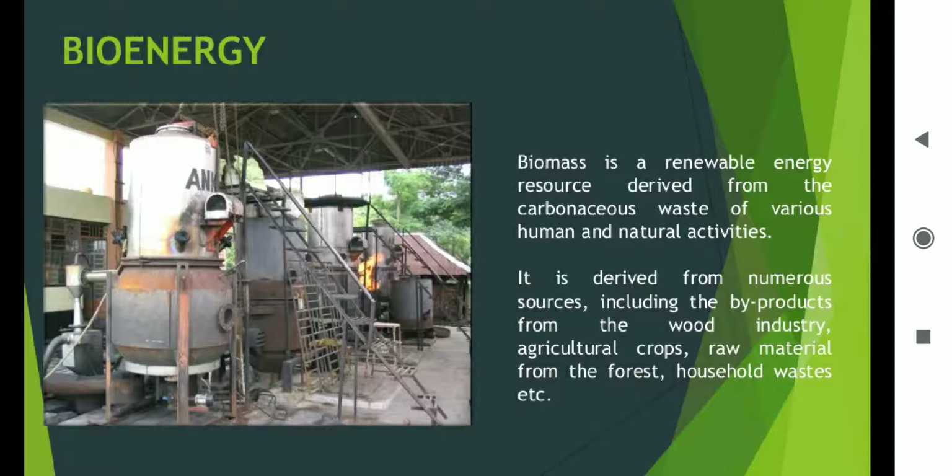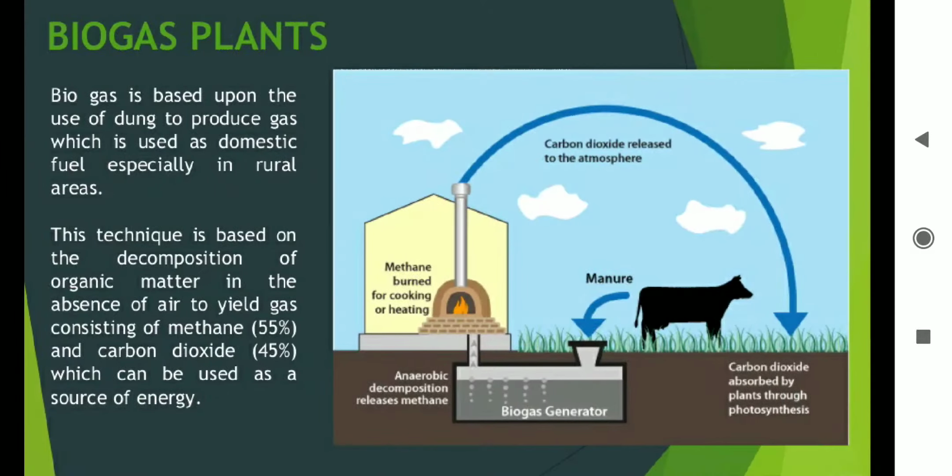So biomass is nothing but a renewable form of energy derived from the carbonaceous waste of various human and natural activities. It is derived from numerous sources, including bioproducts from the food industry, agricultural crops, raw materials from the forest, and household waste. There is a systematic diagram of biomass, which is a very important part for understanding biogas.